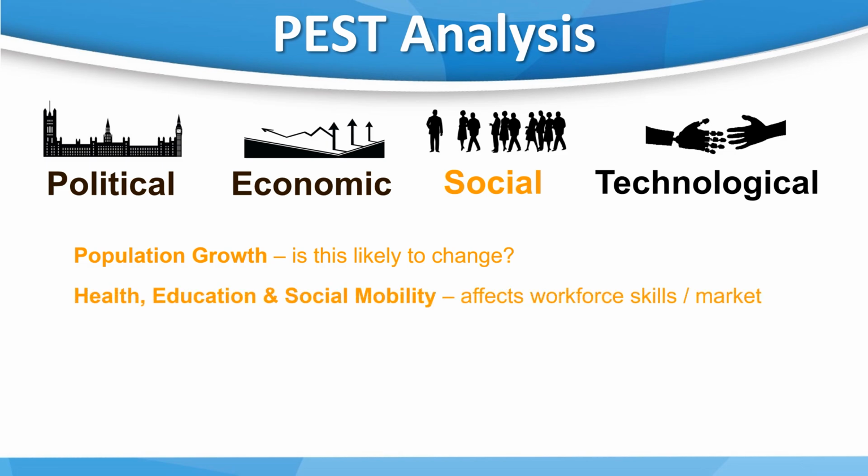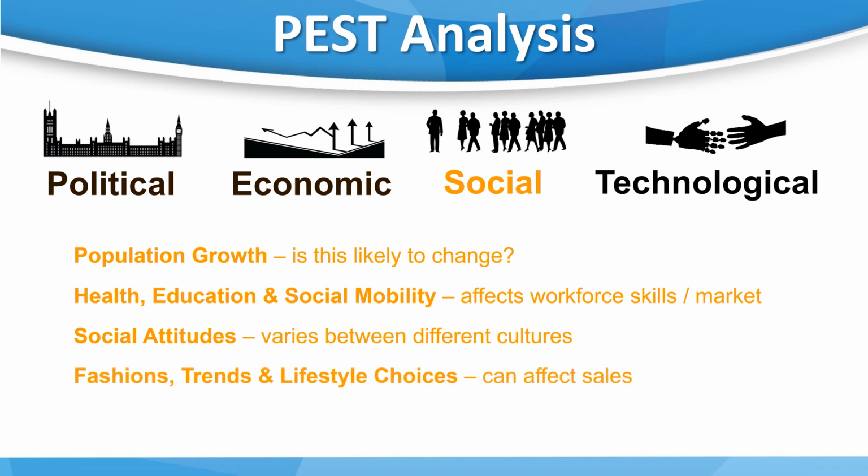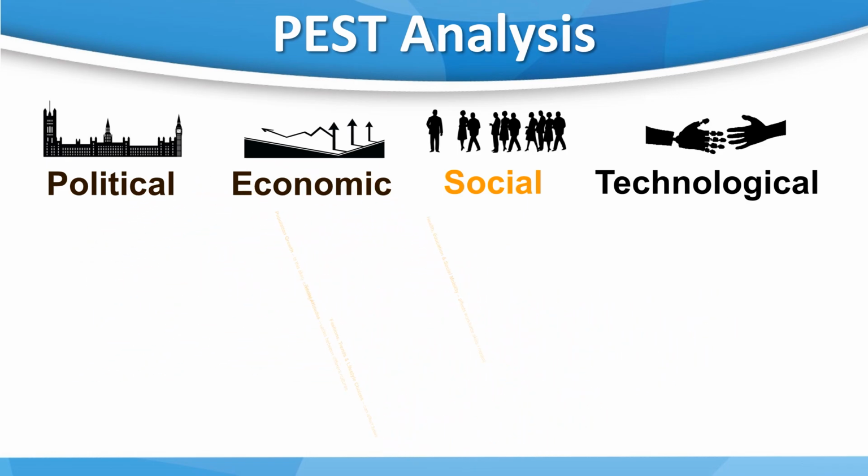A society's levels of health, education and social mobility may impact on the skill levels of your available workforce, or the potential market for your goods and services. Regional social attitudes and taboos could also affect your business. These vary tremendously between different countries and cultures, and you may need to rebrand or redevelop your product to be accepted into different markets. And fashions, trends and lifestyle choices will also vary tremendously both locally and globally, and can affect the prospect of sales of a particular brand or product.